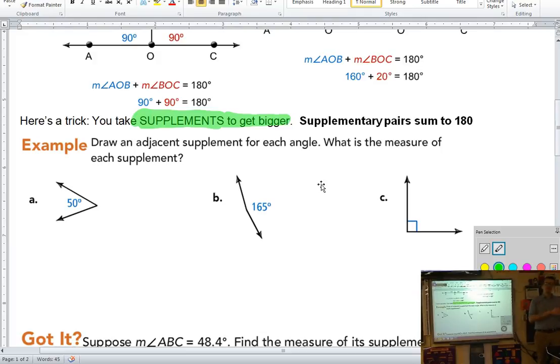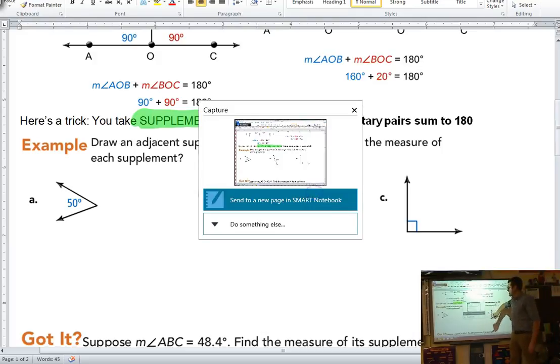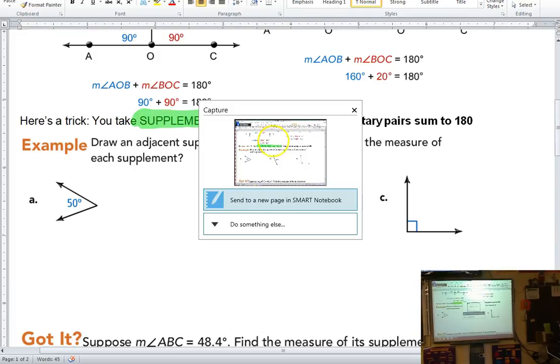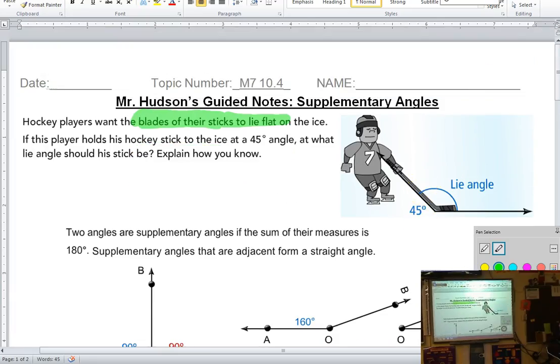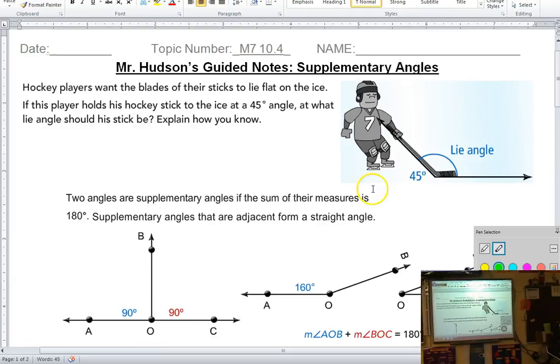If you're trying to remember complementary versus supplementary, and I'll get that poster up now that we're actually in geometry, I'll get some of my geometry posters up. But supplementary, you can remember supplements make you bigger. The supplementary pair itself is bigger. Any questions on understanding that? So supplementary angles equal supplementary pairs. There's no such thing as just a supplementary angle. It's got to be angles that equal 180.